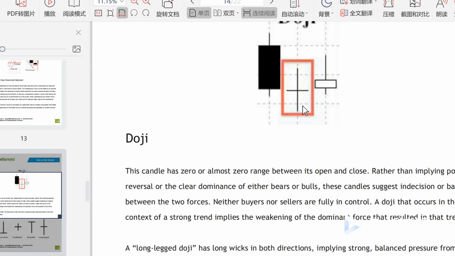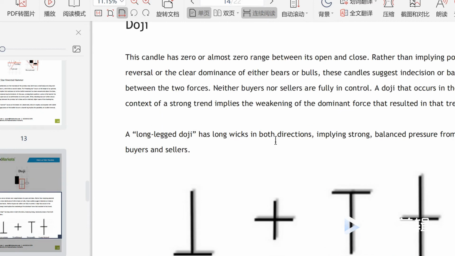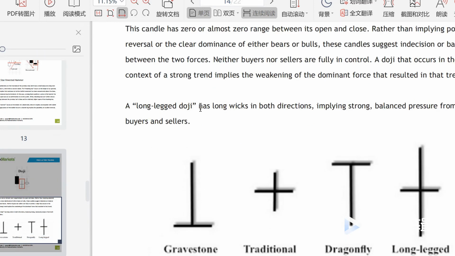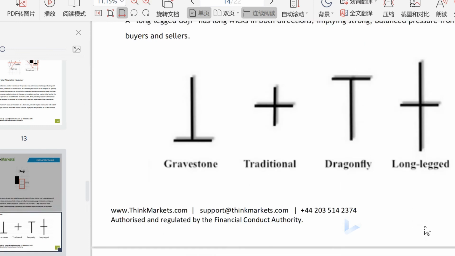That means the market is now fluctuating. They don't know where to head. So you see a doji right here. A long leg doji has long wicks in both directions, implying strong balanced pressure from both buyers and sellers. What is it? It is the balance between the buying power and selling power. So here you see the gravestone. Here you see traditional dragonfly and long leg.